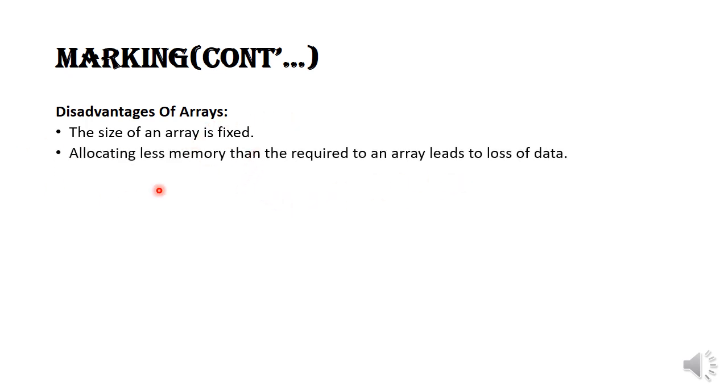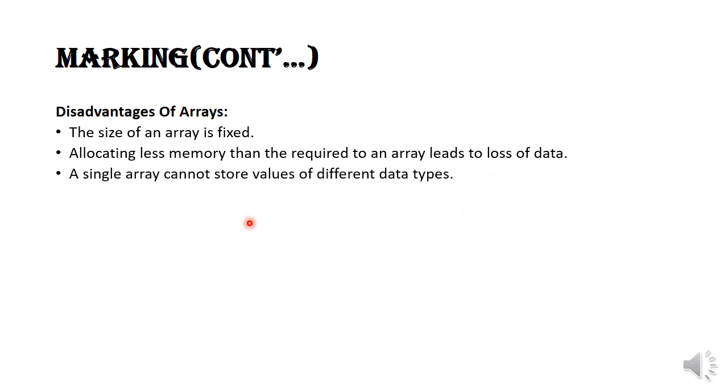Also, allocating less memory than required to an array leads to the loss of data. This means that once you have created an array, during initialization, you have to store the elements whose memory is equal to the size of the declared array. So allocating less memory than required to an array leads to the loss of data.